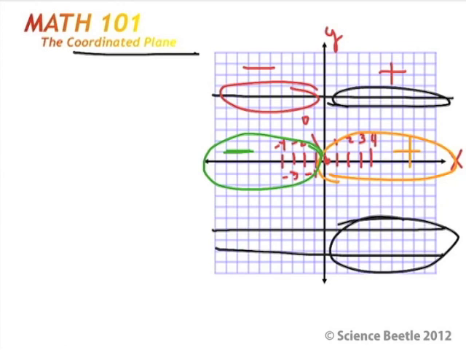Either way, the numbers are going to be positive on the right side, and negative on the left side. That's all we're really saying. At any point of x along this axis, you're going to have numbers that are positive on the right-hand side and negative on the left-hand side. But does that hold true for the y-axis? Well, let's take a look.